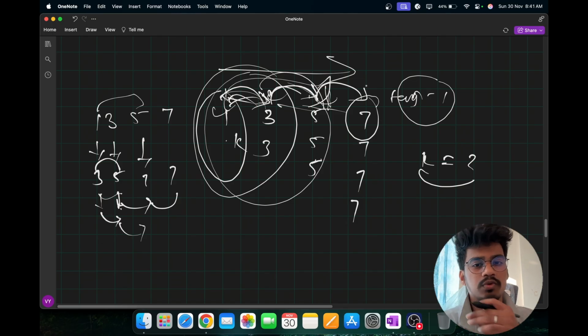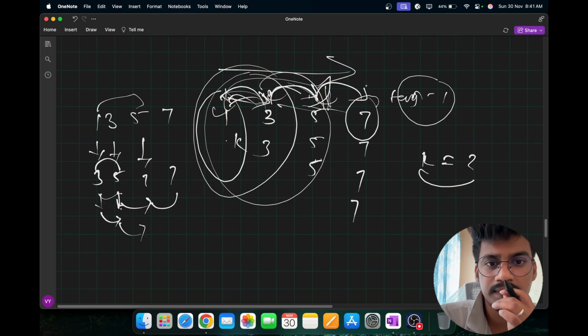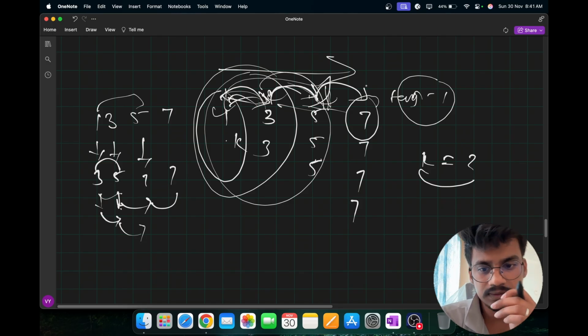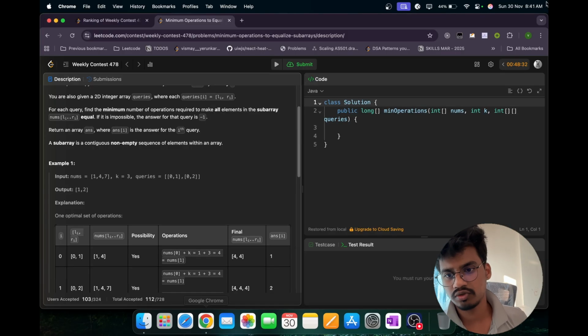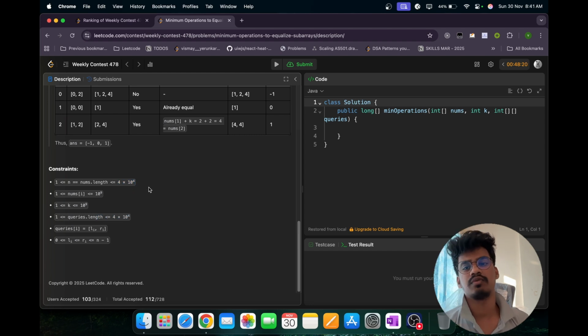For this we have to loop over the subarray, and we cannot do it for all the queries, because obviously the queries would be 10⁵, and the, okay, it is 4 into 10⁴, and the length of the array is again 4 into 10⁴.